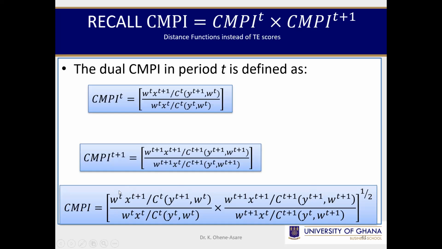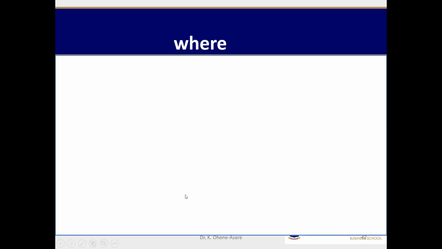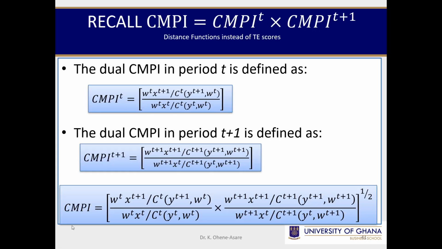So you have two kinds of distance functions, more or less. The one related to the cost frontier and the one relative to the production frontier. So that's what you see right there. And I want you to understand some key things here. Forget about the top part because we brought it together here. Look at the CMPI, the actual one at the bottom here.